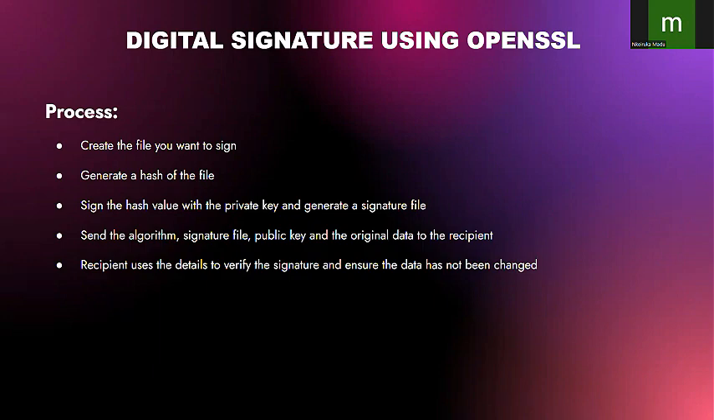Now, what some people will do is they will put all this, the algorithm, the signature, maybe the public key, and the original data, they may zip all of this in one file, in a zip file, and then encrypt that zip file, just so you know you're sending it securely. But if you don't need to bother about sending it securely, you can just send the person the algorithm you use, send the signature file, send the public key and the original data to the recipient.